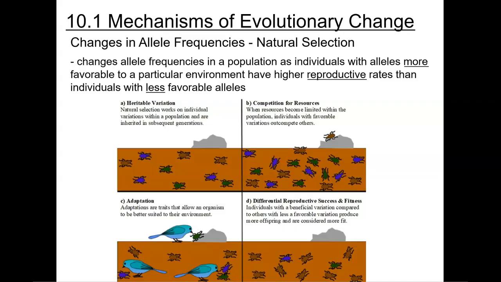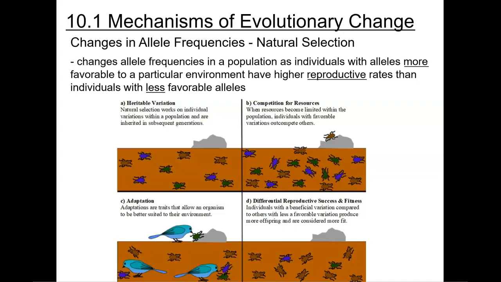They're going to have competition for resources. The competition is going to occur within a population, where individuals with those favorable variations are able to outcompete and get more food, more space, and reproduce more in this area.